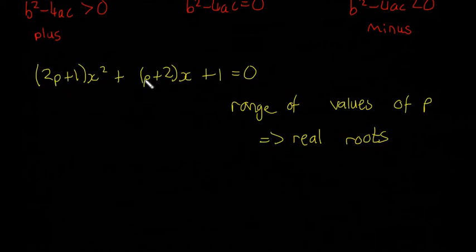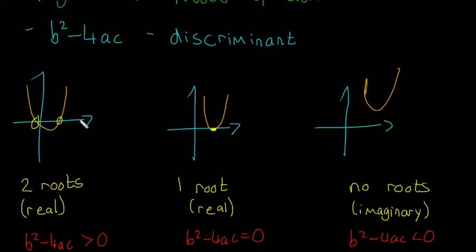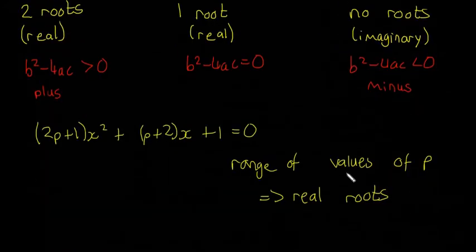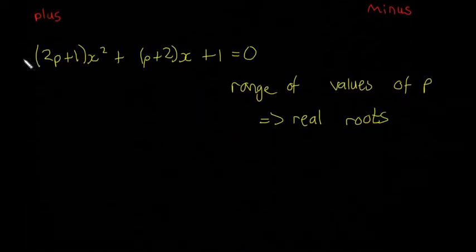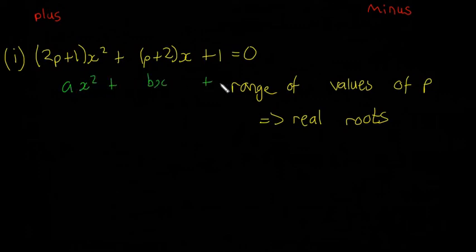Depending on what p is, you might have a quadratic that looks like this, this, or this, and they want to find out what numbers p has to be for it to be either this or this, so real roots. They want to find that it hits the x-axis. There's a particular method we're going to use for this. For a quadratic in the form ax squared plus bx plus c, a is equal to 2p plus 1, b is equal to p plus 2, and c is equal to 1.